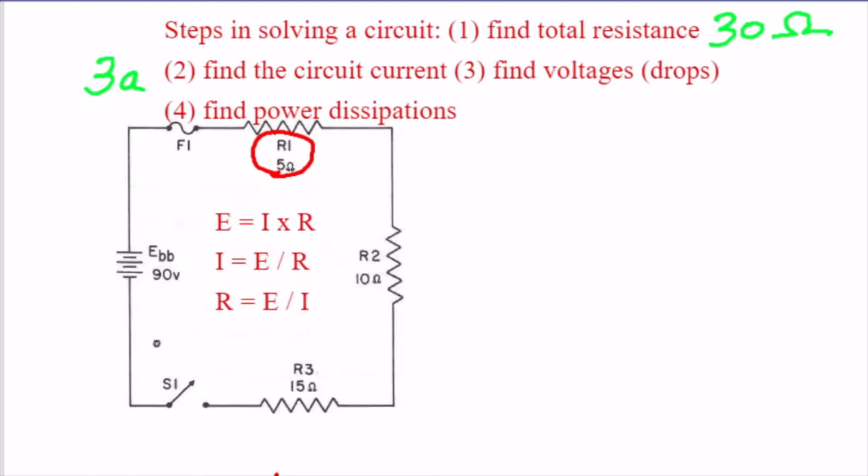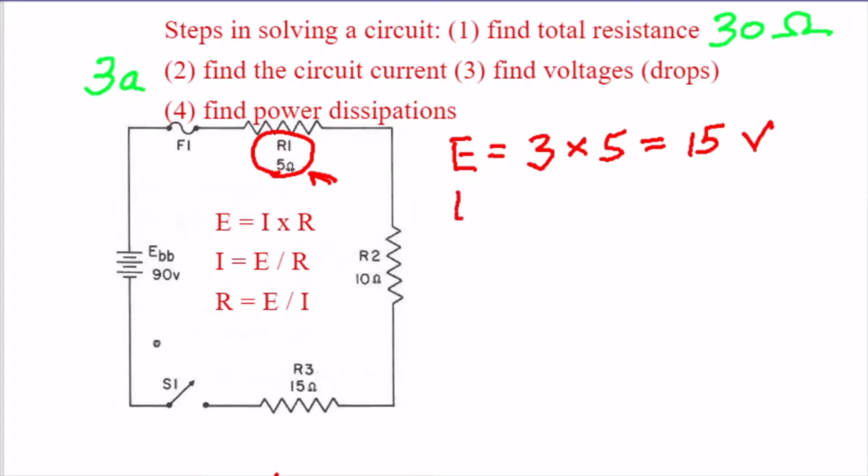If we look at our formulas again, we've got E equals I times R. That would be E, the voltage, equals the current I times R, the resistance. So for the first one, E equals I. Well, we know the amperage. It's 3 amps. And we're going to multiply that by the resistance, and the first one right here is 5 ohms. So that is 15 volts for the voltage drop across resistance number 1.